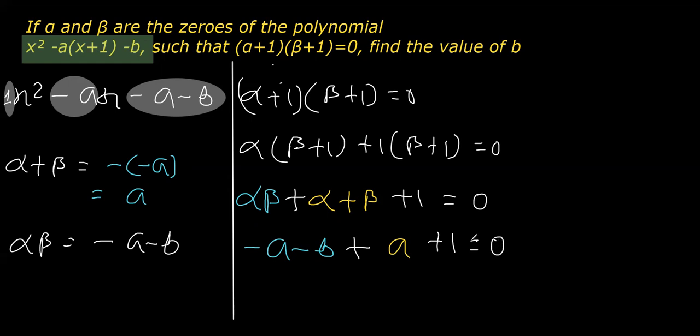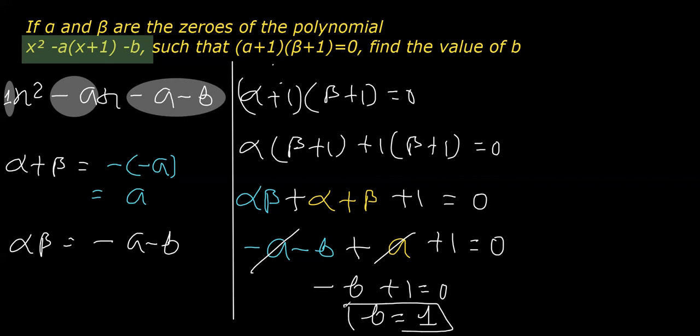is equal to 0. Now you can see that minus a and a get cancelled. So we got minus b plus 1 is equal to 0. So that implies b is equal to 1. So this is what we had to get, the value of b, and we got b is equal to 1.